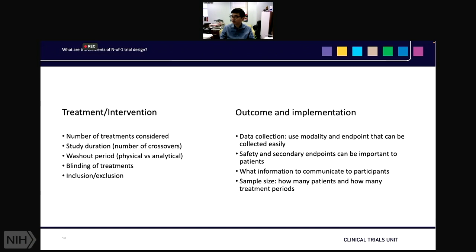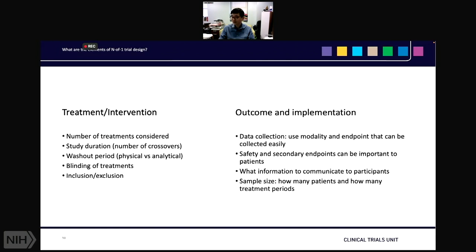So in terms of data collection in an N-of-1 trial, we need to consider again carefully, especially when blinding is not feasible. But we also want to consider modalities or instruments that can be easily collected, because we do need relatively frequent and regular measurements. If we take an hour to go for an instrument each time, it might not be feasible.